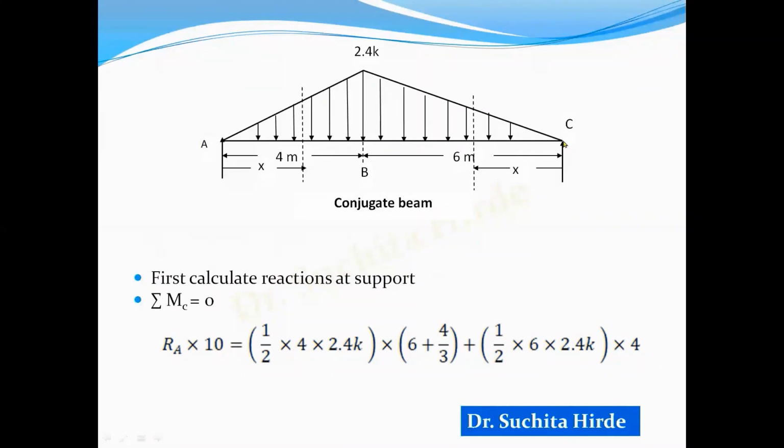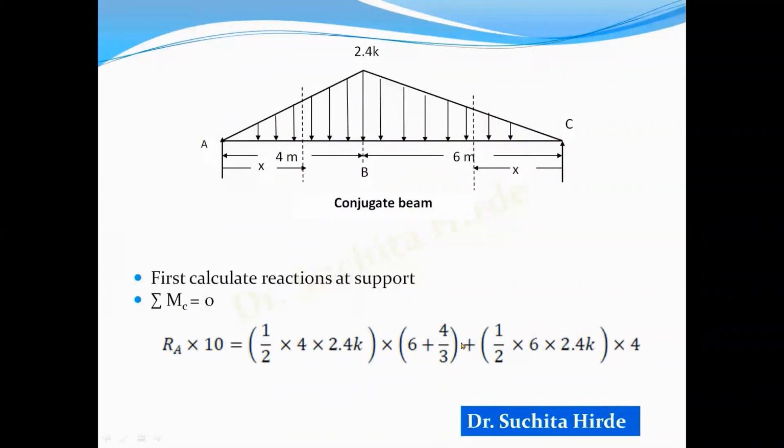I want the distance from C because I am taking moment at C. So the total distance is this 6 meter plus 1/3 of 4. So 6 plus 1/3 of 4. This total is the moment of this small triangle. Then plus the moment of this triangle. Again, load multiplied by distance. The load is the area of the triangle, that is half base into height, multiplied by the distance from C. So the distance from the apex is 2/3 of the base. So 2/3 of 6 is 4.